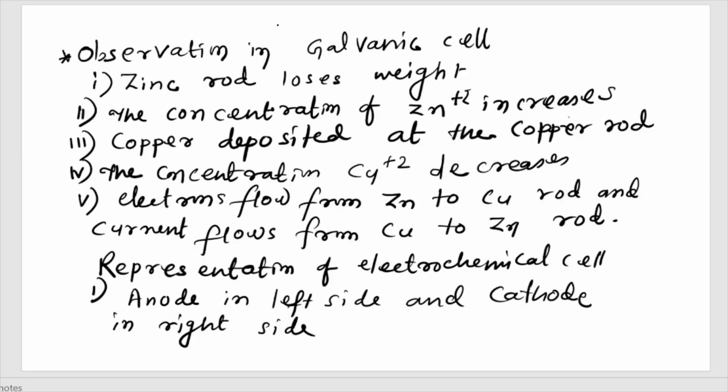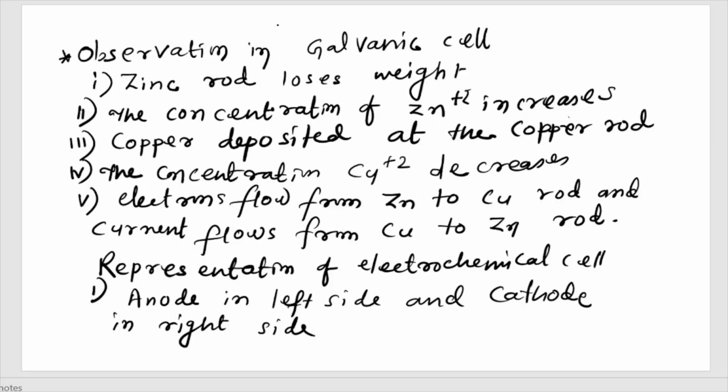Then, representation of an electrochemical cell. One electrochemical cell, that is a galvanic cell, you are preparing. But how can you represent it? You cannot write the whole electrochemical cell; you should write in short form. And how? Anode on the left side, cathode on the right side is the first point.